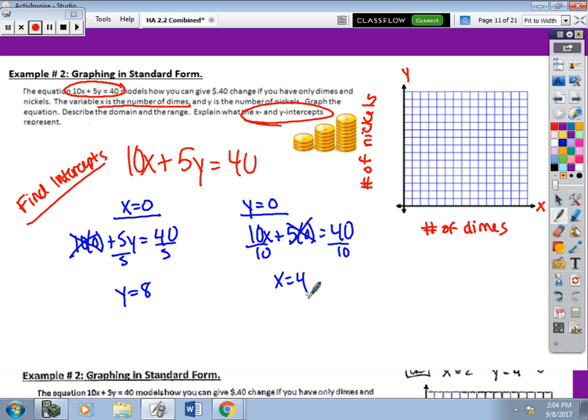So if you solve using intercepts, you only get 2 points instead of getting your slope and your y-intercept. And then you just have to plot those. So I would go up to 8 on the y-axis, and I would go to 4 on the x-axis, and then I would connect them. Now, I'm not going to go into the negatives for this one because you can't have a negative number of nickels or dimes. So it's really actually like a segment instead of a line.